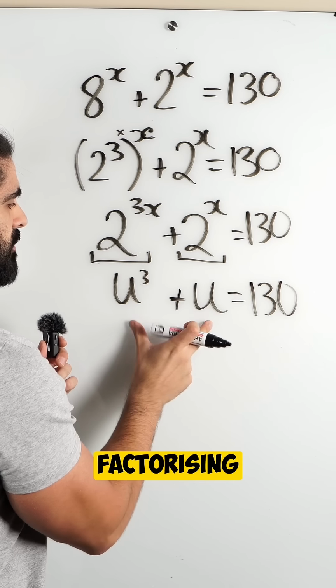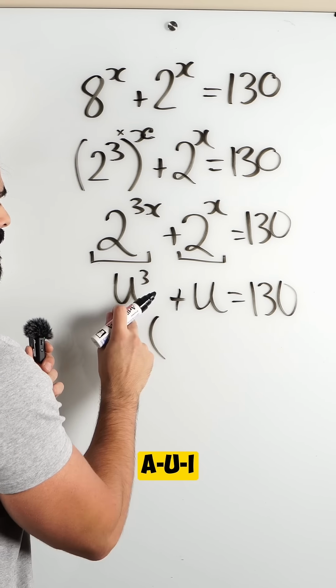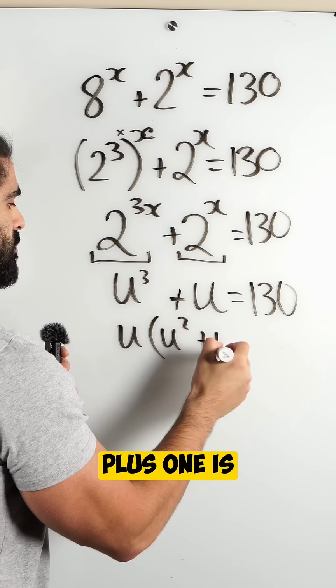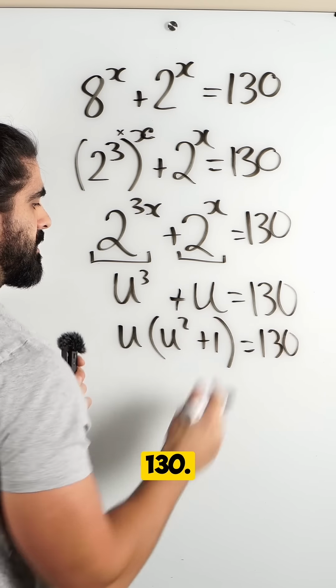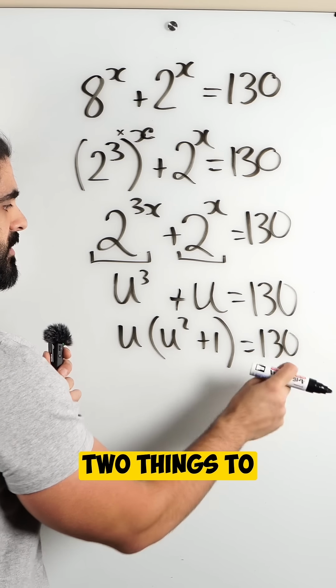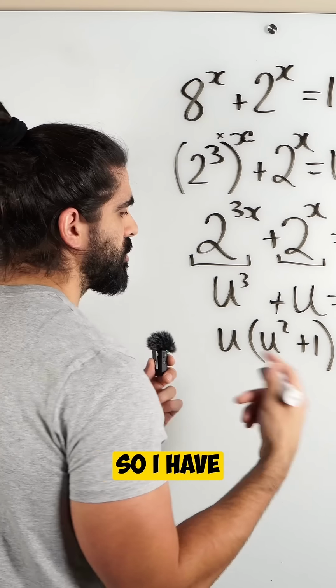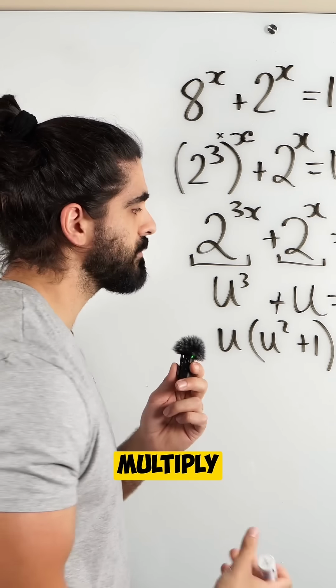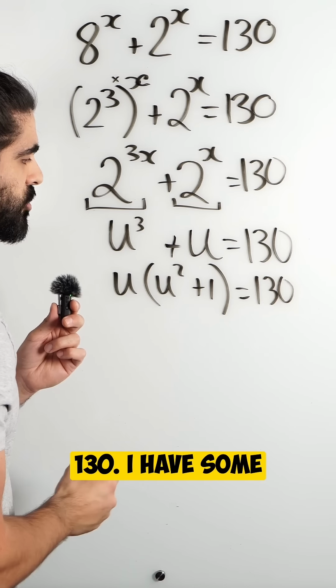I'm going to do some factorizing here. Taking out a u, I would be left with u squared plus 1 is 130. Now, I have the multiplication of two things to make 130. So I have to think what two numbers multiply to give me 130.